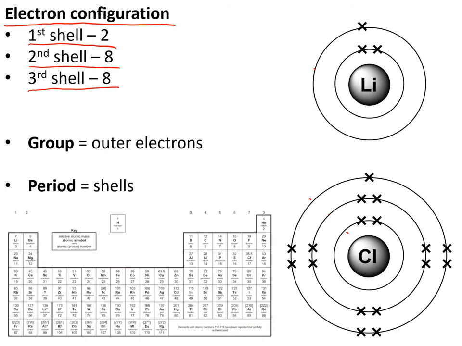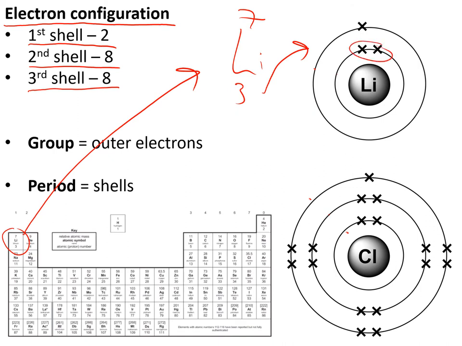Now, look at this in practice. So let's take lithium here. Lithium has an atomic number of 3. That means it's got 3 electrons. So 2 of them go into the first shell. The first shell is now full. So you go onto the next shell now and put the remaining electron in there. We can write that electron configuration as 2.1, like that, okay?